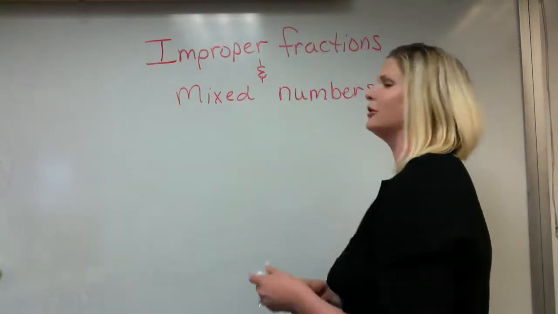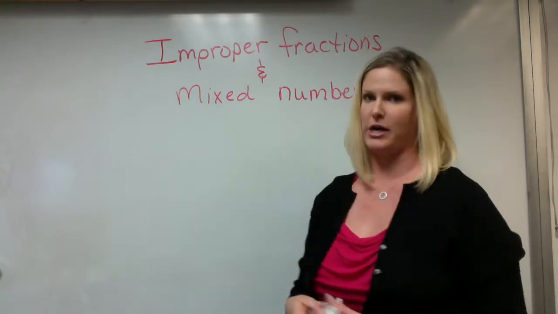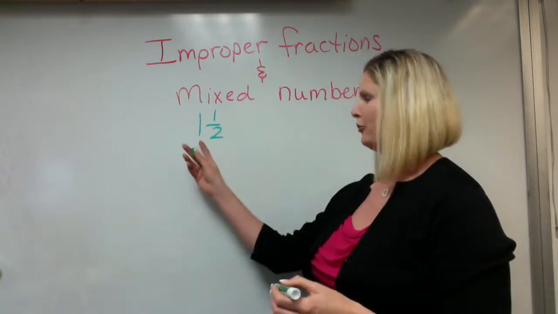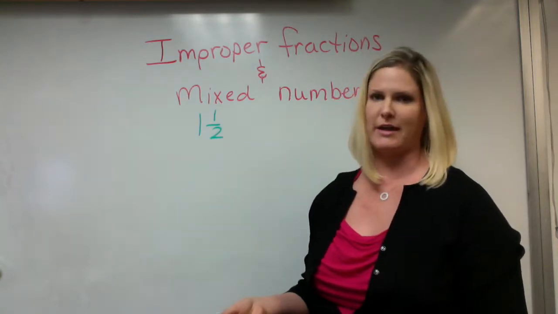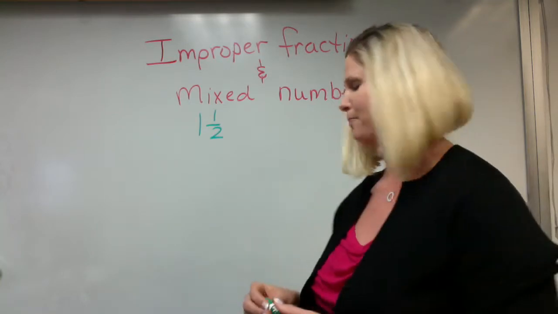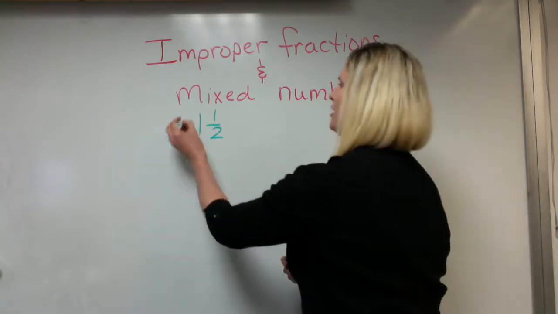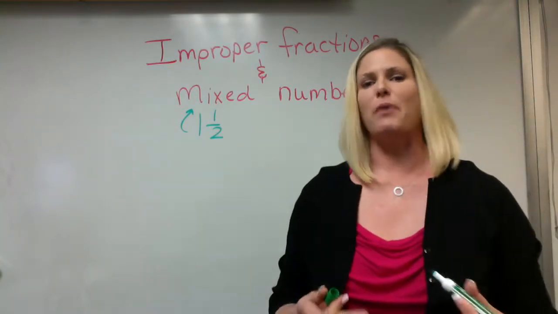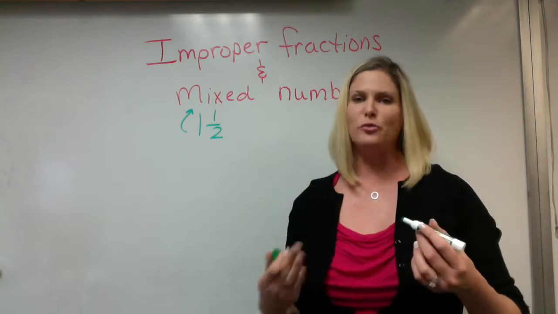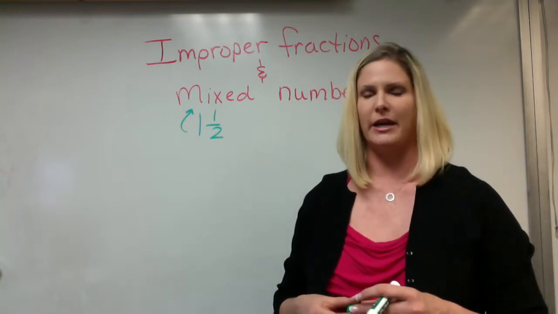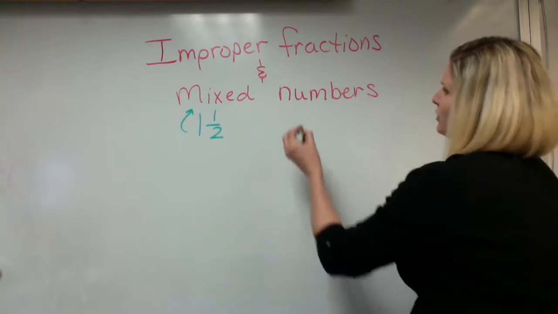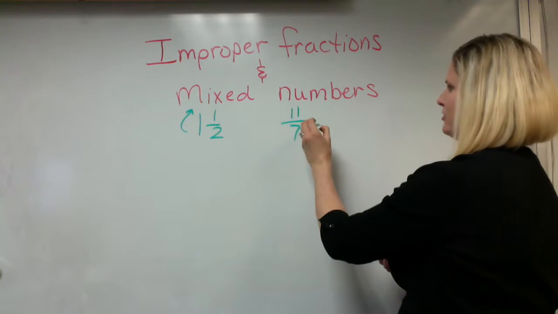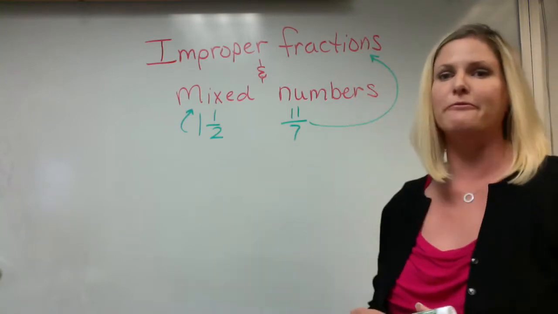A mixed number includes a whole number plus a fraction. So if you have something like 1 and 1/2, you have your whole number there, and then you also have part of that whole, which is a half, or part of another whole. That would be considered a mixed number. An improper fraction just means that the numerator is larger than your denominator. And so a fraction would look like maybe 11/7. You notice how your numerator is larger than your denominator, and that would be your improper fraction.